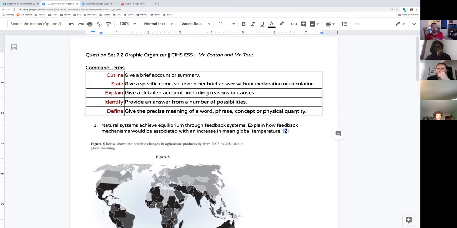So we just had a bell work, what, yesterday about positive feedback. So can someone give us an idea about a feedback mechanism that would be associated with this increase in mean? What does mean mean? Average. So an increase in average global temperature. You have to be specific though. You see this detail. It's not enough to say positive feedback. What positive feedback? What is causing that positive feedback?